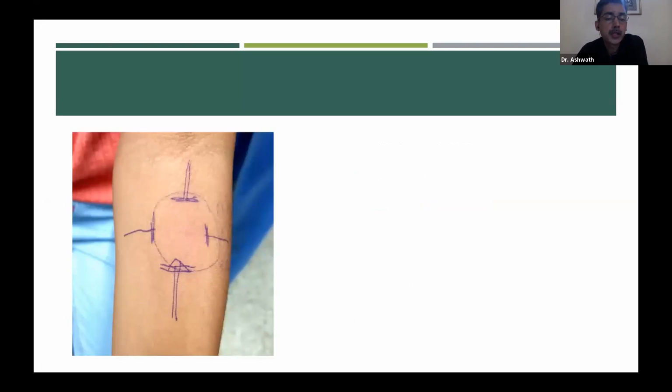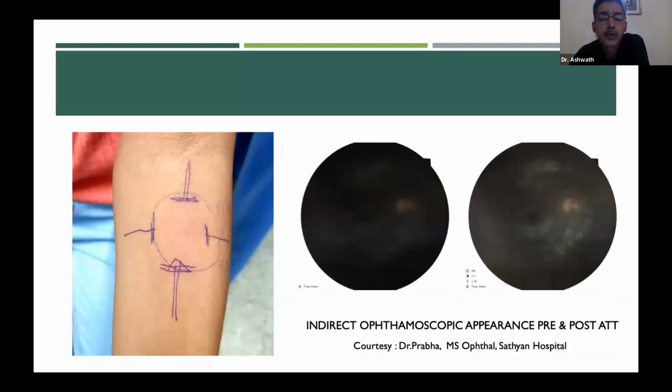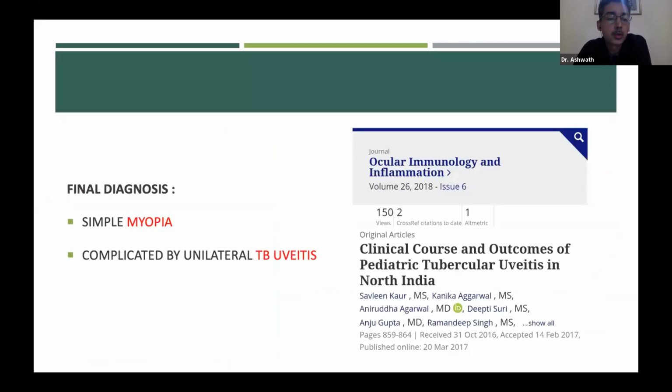To our surprise, we found a strongly reactive Mantoux, 32 into 22 millimeters, but this was only supportive evidence. So we decided, with the consent of the ophthalmologist, to start the child on treatment for ATT along with intraocular steroids. In the picture on the left-hand side, you have the indirect ophthalmoscopy at the beginning of therapy. On the right side, you are seeing so much clearing of the vitreous pathology within 2 months of starting ATT. So this was a child who had simple myopia recently complicated by unilateral posterior tuberculous uveitis.